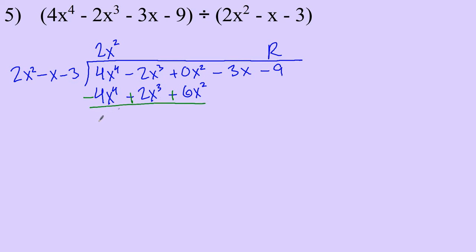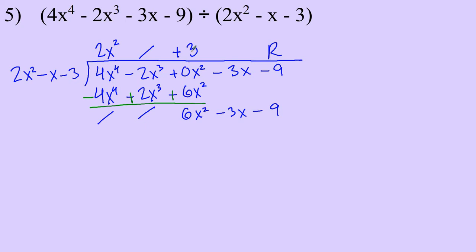So here, well, this is great because this cancels and this cancels. So now we get 6x squared minus 3x minus 9. So since this canceled, we're not going to get an x term. There's not going to be anything here. So 2x squared times what to get 6x squared is positive 3. Notice I skipped. I went from x squared to no x.